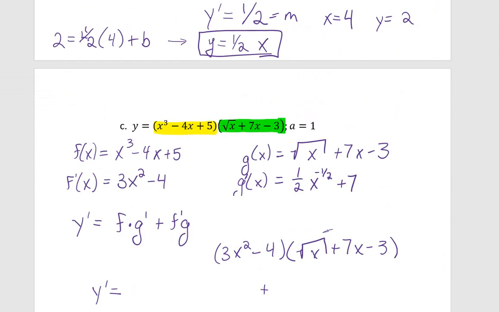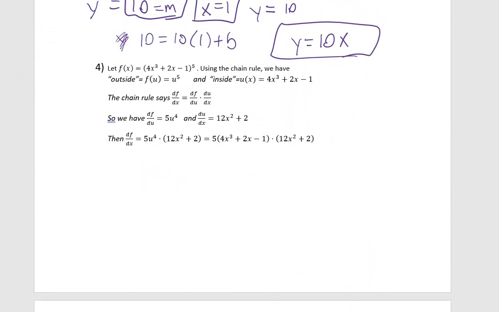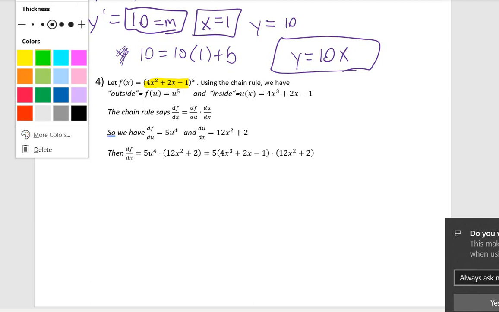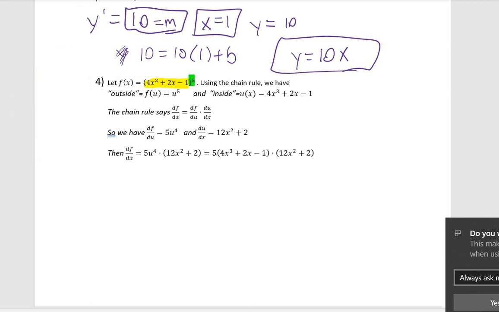All right, so we're on to the very last example here. What we want to do in the last example is use the chain rule to find the derivative of this function. First, notice that we have this whole thing, 4x cubed plus 2x minus 1, to the 5th power. So our outside function is something raised to the 5th, and our inside function is that thing we're raising to the 5th, so that's 4x cubed plus 2x minus 1.